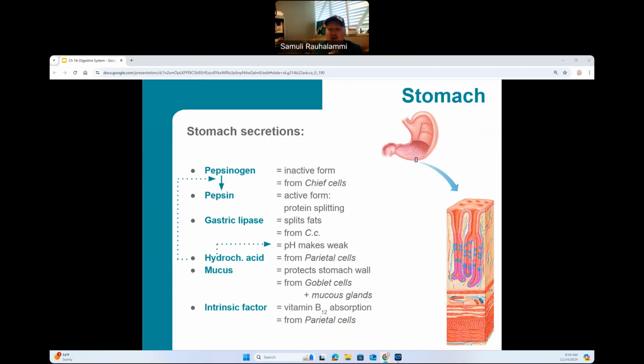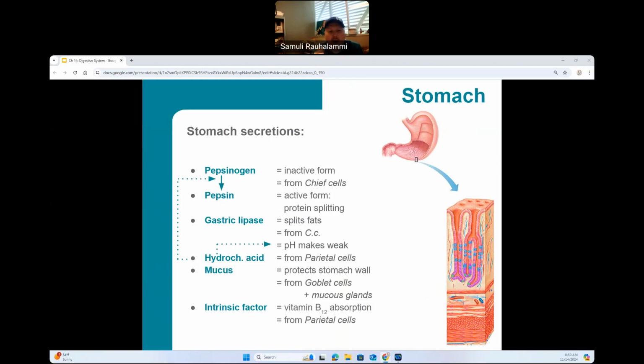Pepsinogen is secreted from the chief cells. This is in an inactive form, and it becomes activated under the effect of stomach acid. Then pepsinogen is converted into pepsin. This pepsin now is responsible for splitting proteins. So this protein splitting process, the digestion of proteins, happens already within the stomach. That's possible because of the acidity of the stomach acids being able to activate pepsinogen into pepsin.